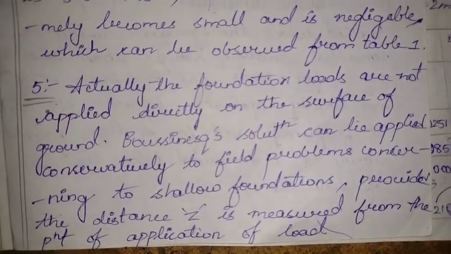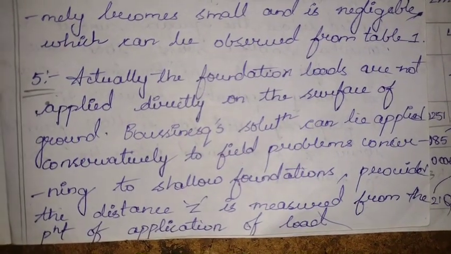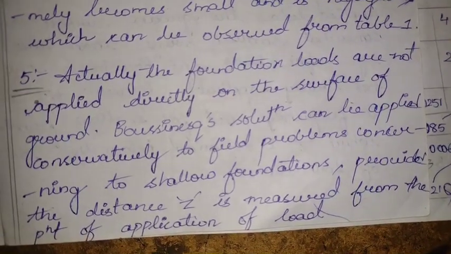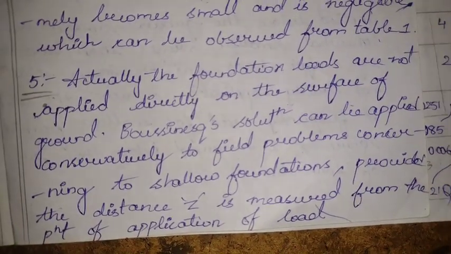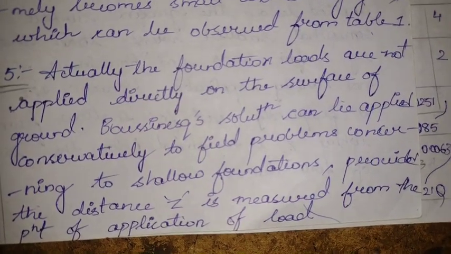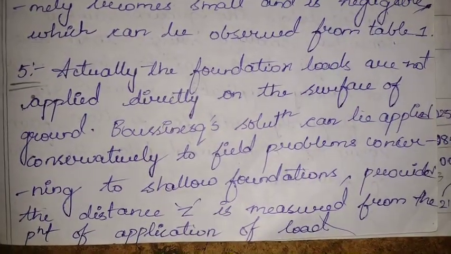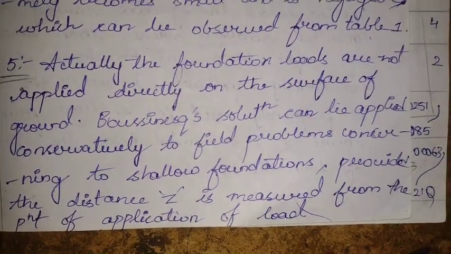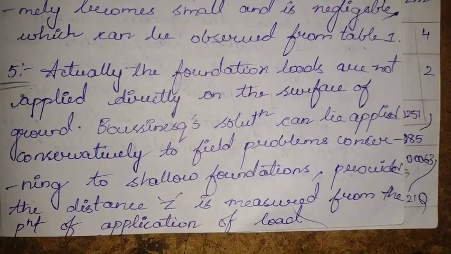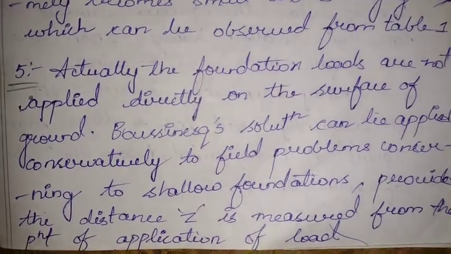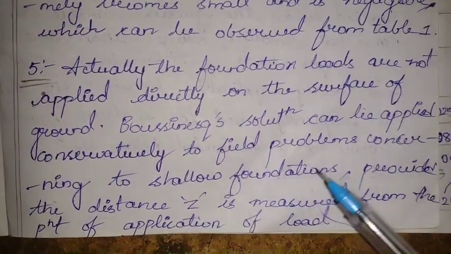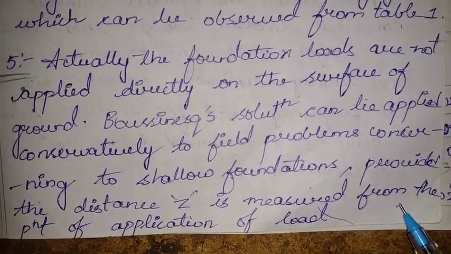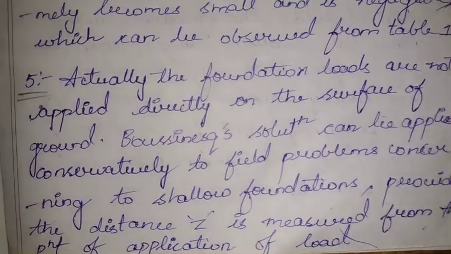At phi or more, actually the foundation loads are not applied directly on the surface of the ground. Boussinesq's solution can be applied conservatively to field problems concerning shallow foundations, provided the distance z is measured from the point of application of load. We know that the loads are not applied directly on the surface of the ground, but we take the basic assumption that the load is applied directly on the ground. So it is generally applicable to shallow foundations with z measured from the point of application of load. We also discussed this in the derivation part, that is in the part 1 video.